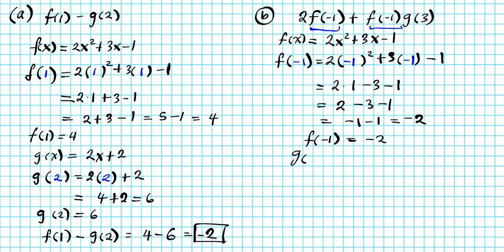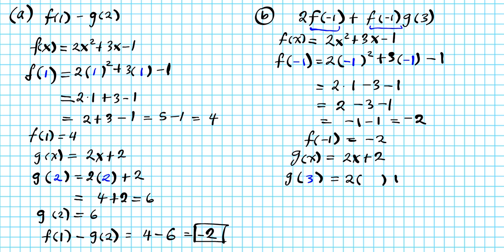So to compute g of 3, let's write down what the original parent function is. The original function is 2x plus 2. Okay, so now we're going to look for g of 3. So what on earth does that mean? What does g of 3 mean? Well, let's get this prepped first.